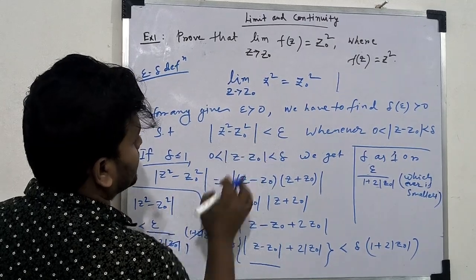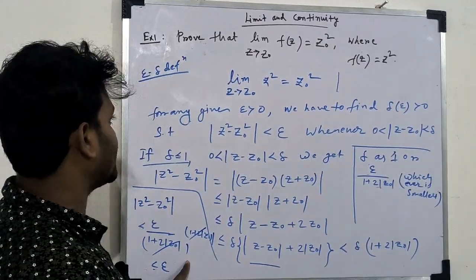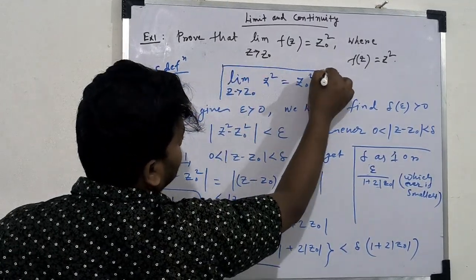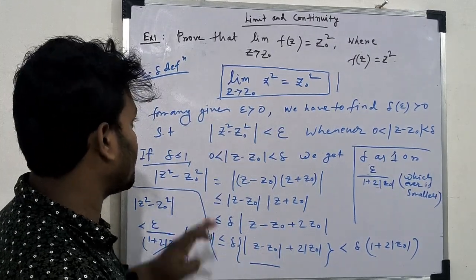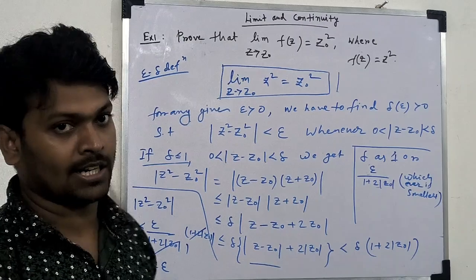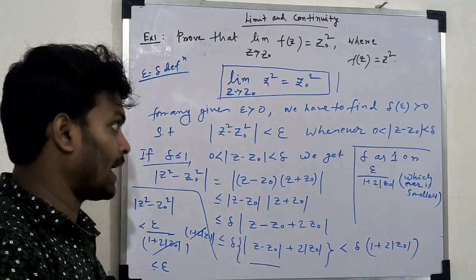So we showed this for this inequality. From this we can say the limit as z tends to z0 of z squared equals z0 squared. This is the proof. We have to show this by the epsilon delta definition. Now we solve another question.